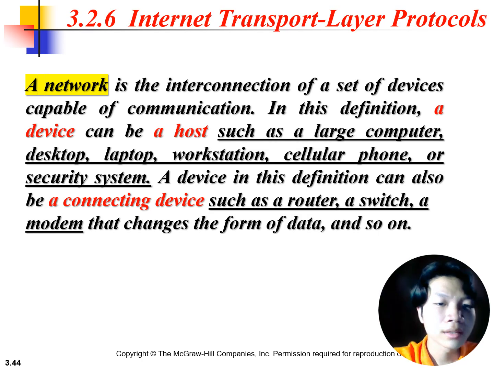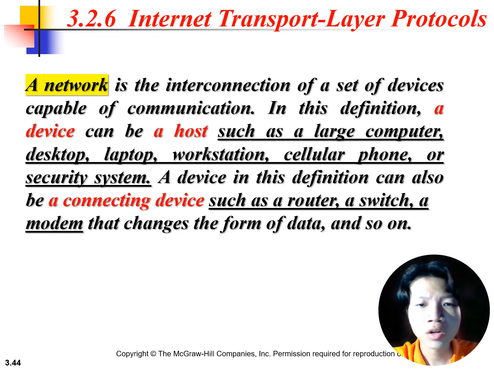A network is the interconnection of a set of devices capable of communication. In this definition, a device can be a host, such as a large computer, desktop, laptop, workstation, cellular phone, or security system. A device in this definition can also be a connecting device, such as a router, a switch, a modem that changes the form of data, and so on.